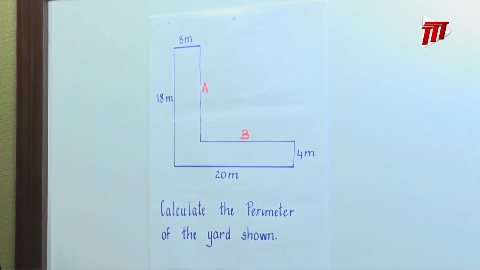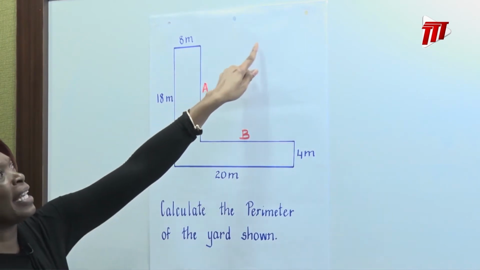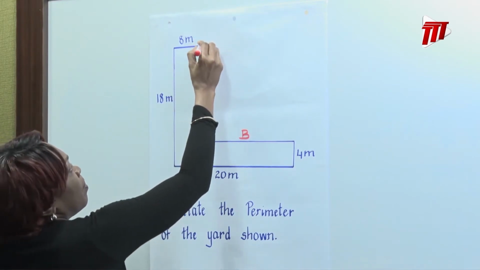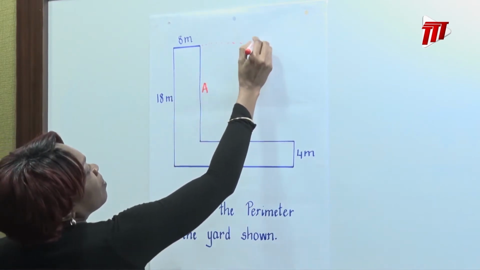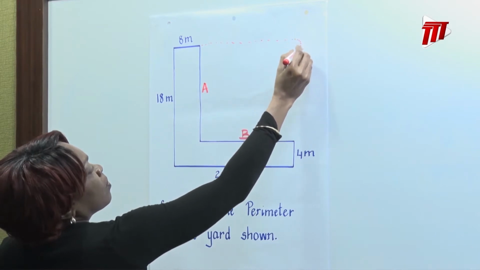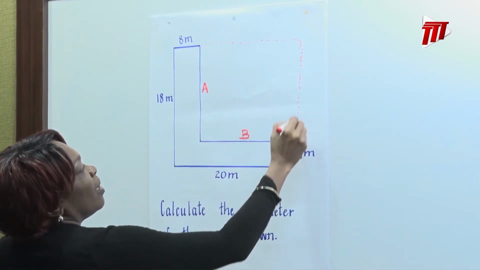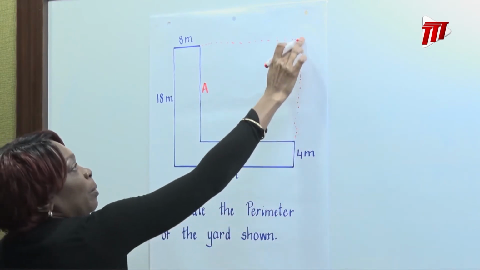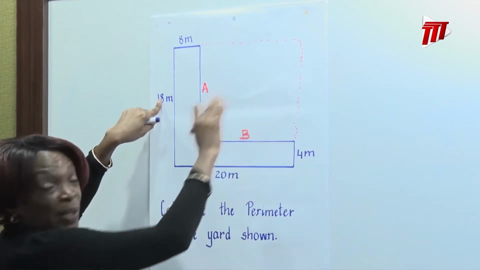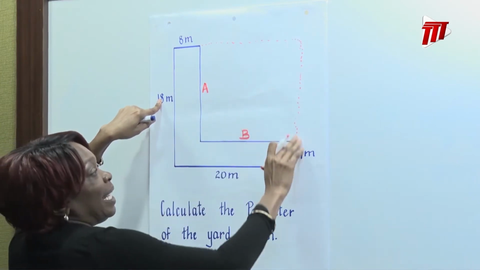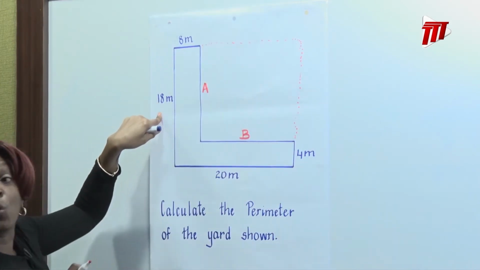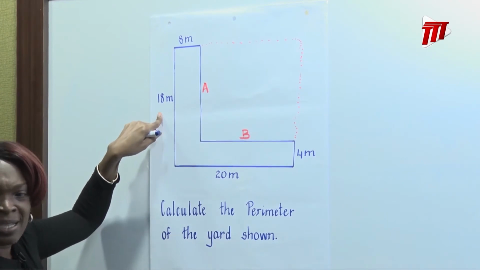Now if you were to imagine if this were an entire rectangle, work with me now. Remember, this length would be 18 meters. Are you seeing it with me? It would be 18 meters. And this entire length here would be what? 20 meters. Are you seeing it, boys and girls?